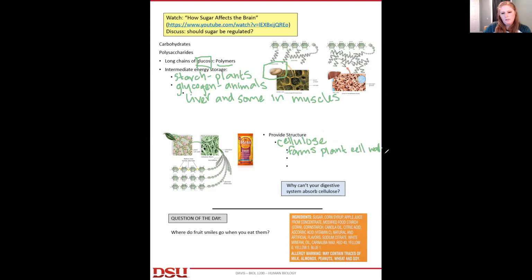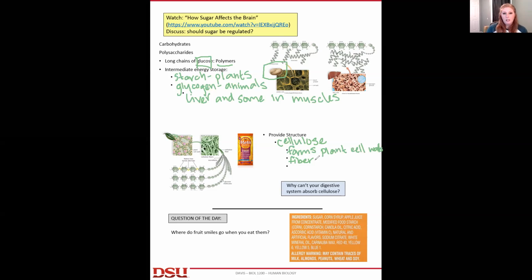Cellulose forms the cell walls of plants. This is what we consider fiber. When we're talking about fiber for healthy digestion, it's this. Humans and most animals cannot digest cellulose. We lack the enzyme to break it down. If we don't have an enzyme for it, it means it kind of just sits there.